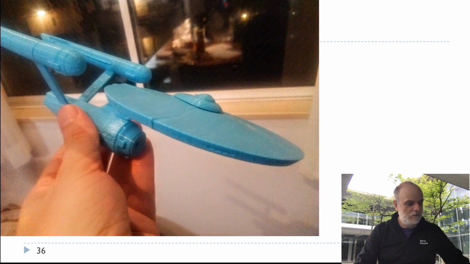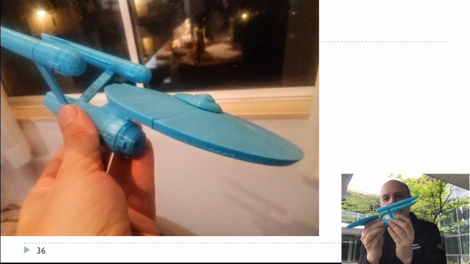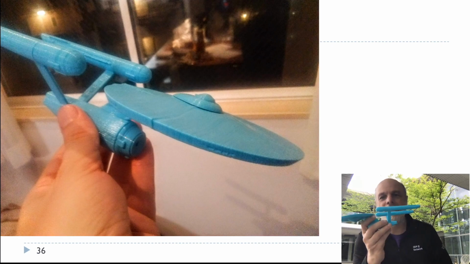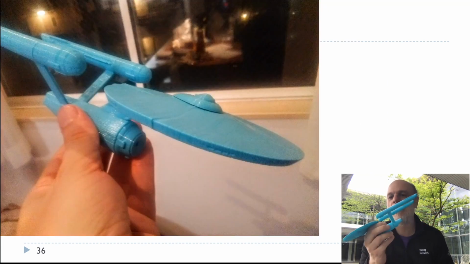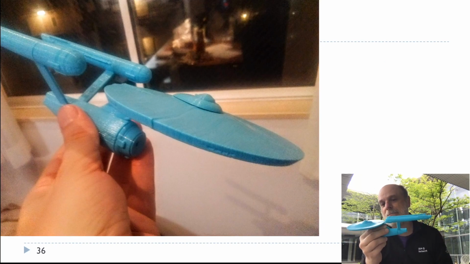Well, how about this? I have a 3D printer in my office. There's the parts. When it was done, it looked like this. You recognize this? This is the USS Enterprise from the original Star Trek series from the 1960s, debuted in 1966, the year I was born. I printed this on my printer here.